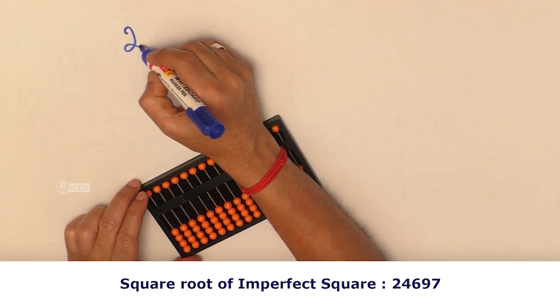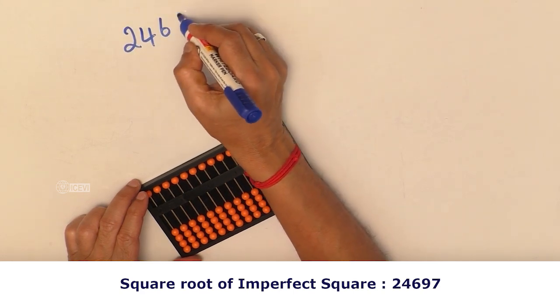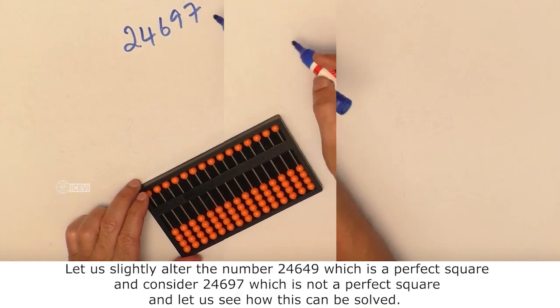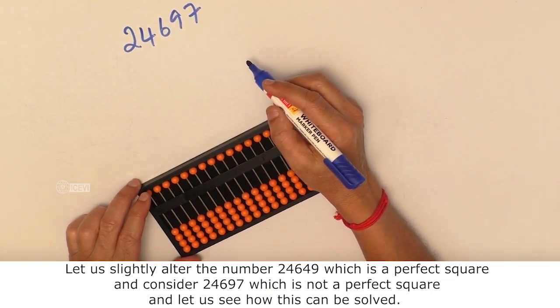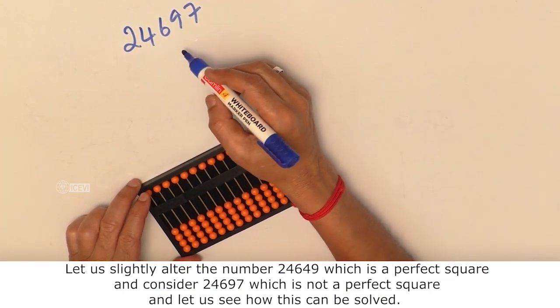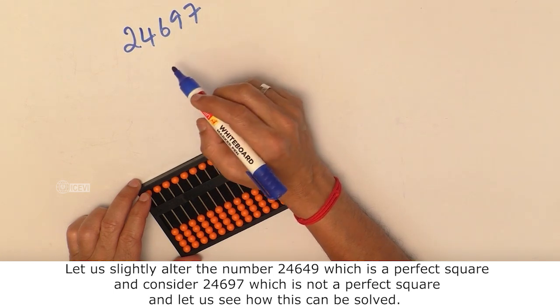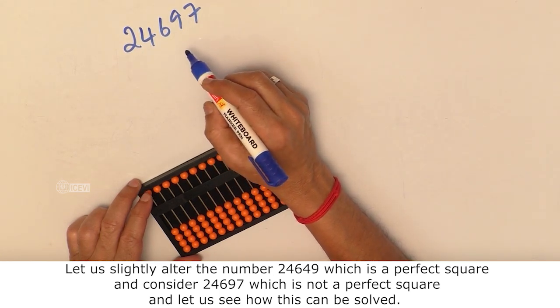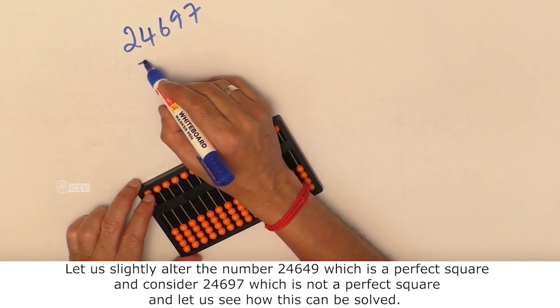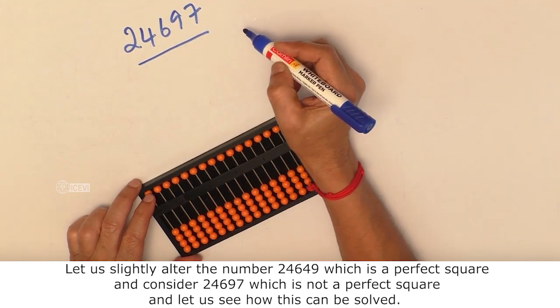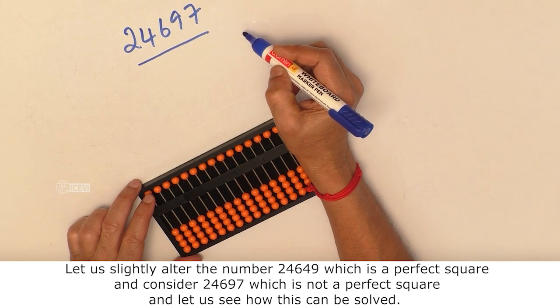Example, 24,697. Let us slightly alter the number 24,649, which is a perfect square, and consider 24,697, which is not a perfect square. And let us see how this can be solved.